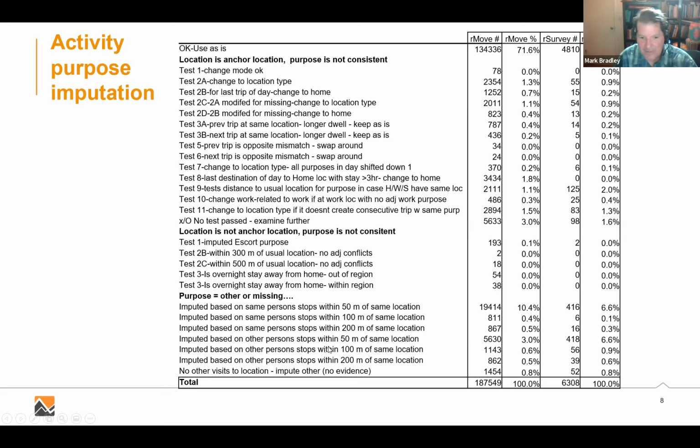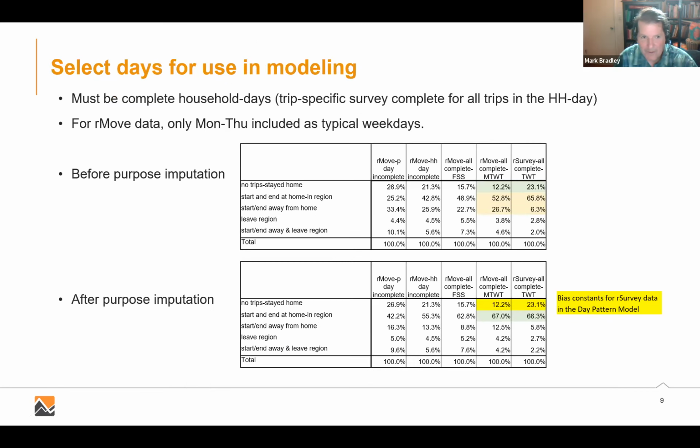But that last part doesn't affect the modeling too much, because for model estimation, we really only use people who have complete data for the day, where they didn't leave any questions blank. So, as I said, when we select the days for use in modeling, they have to be complete household days, so all the people in the household completed all their trip surveys.